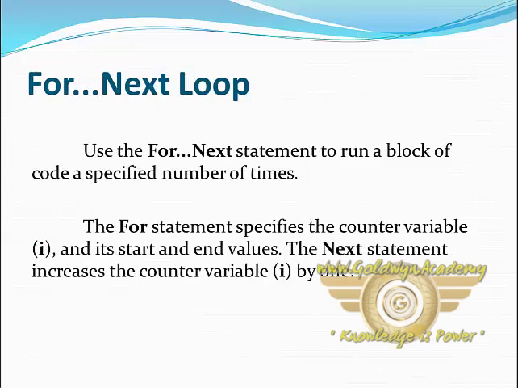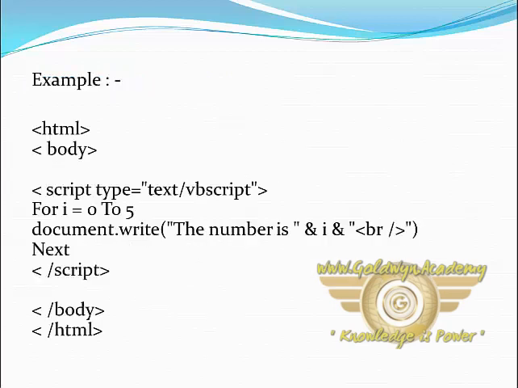For Next loop. Use the For Next statement to run a block of code a specified number of times. The For statement specifies the counter variable I and its start and end value. The Next statement increases the counter value by 1. Example: here, for I = 0 to 5, print "The number is 0", "The number is 1", till "The number is 5".